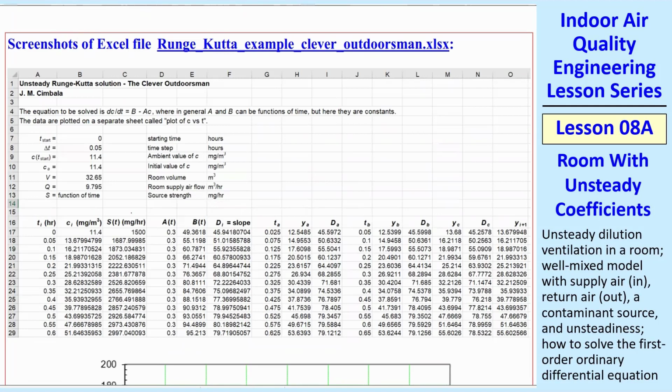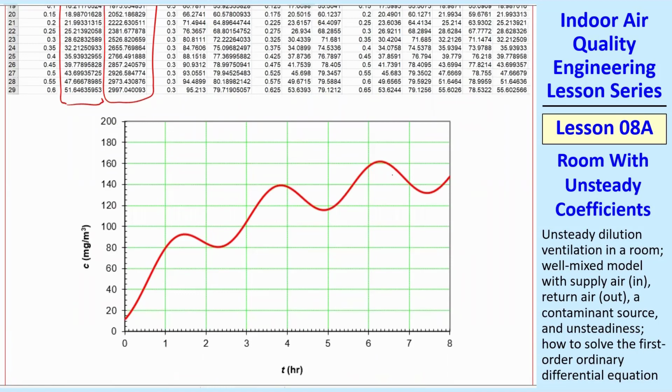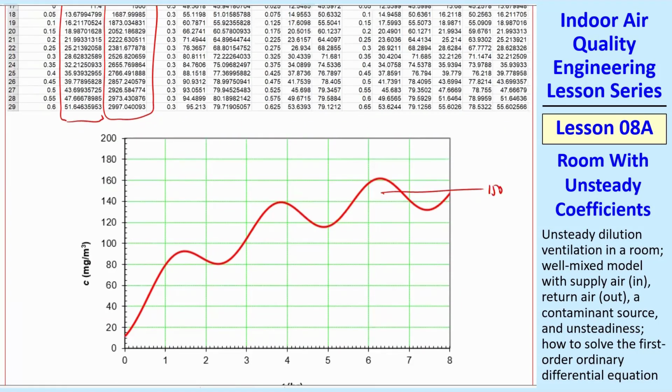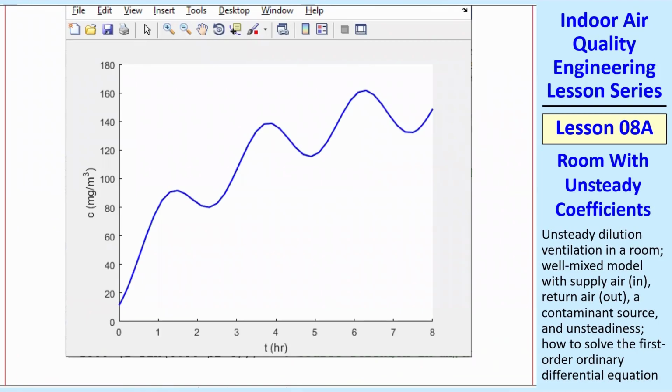This time I did it a little bit different. I added a separate column for S in milligram per hour, and that's where I put the sine wave function. A, Q over V, is constant. B will change again because B is a function of S, and then the rest of this is all the Runge-Kutta stuff. And this is my C that I will plot against time. Over an 8-hour period, it levels off. This is 150 milligram per meter cubed, which is the average, but it'll just keep oscillating over that value. I also did this in MATLAB, and here's the plot in MATLAB.